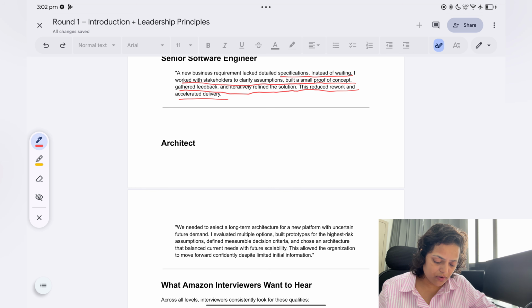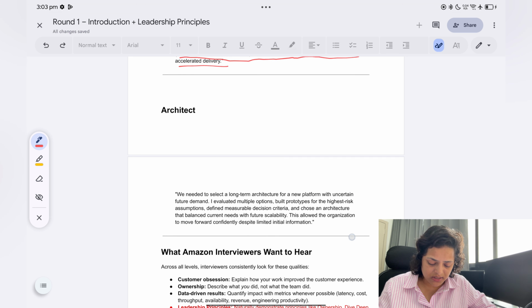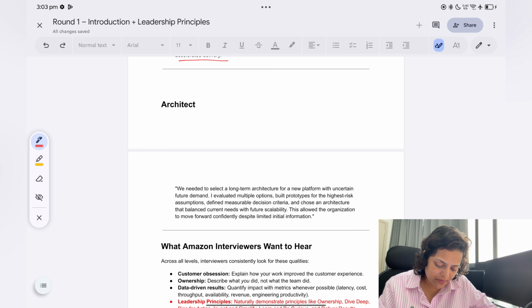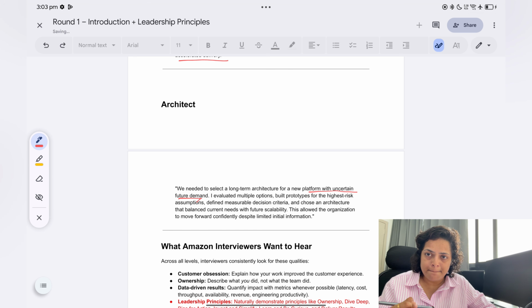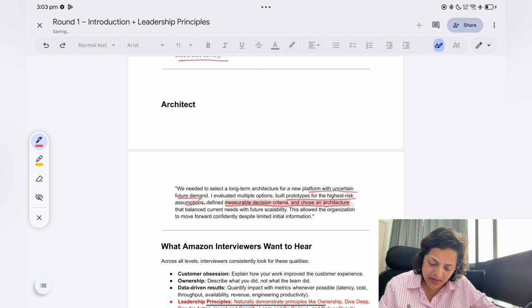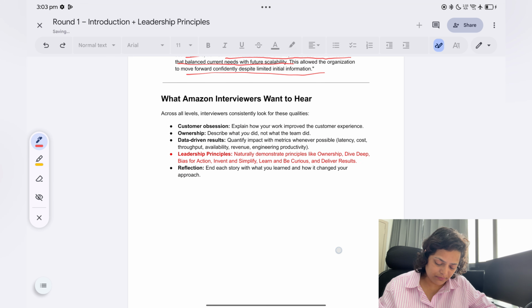Yeah, they move forward. Then the architect, what will the architect say here? We needed to select a long-term architecture for a new platform with uncertain future demand. Okay, now I evaluated multiple options, built prototypes for high-risk assumptions, defined measurable decision criteria, and chose an architecture that balanced current needs with future scalability. This allowed the organization to move forward confidently despite limited initial information.